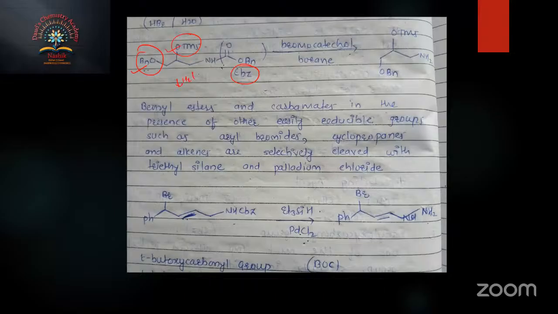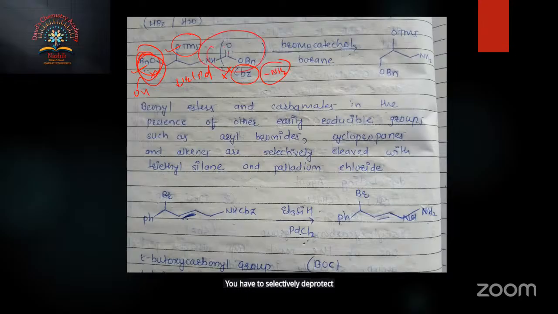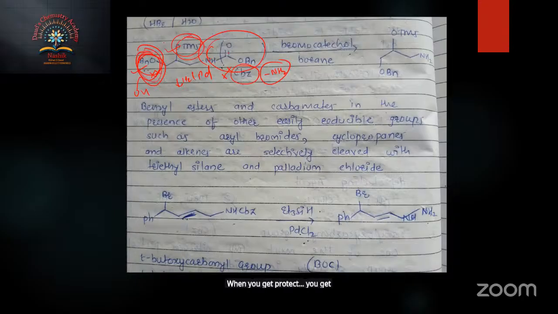Because if you use H2/Pd, it will deprotect this as well as this functional group. This OBn will become OH and this NHCbz will become NH2. You have to selectively deprotect this. So you have to think about other functional groups also, when you protect other functional groups.